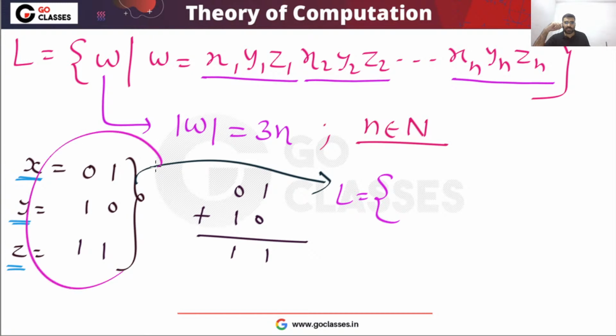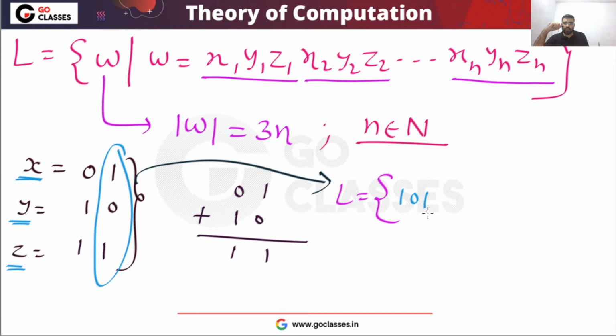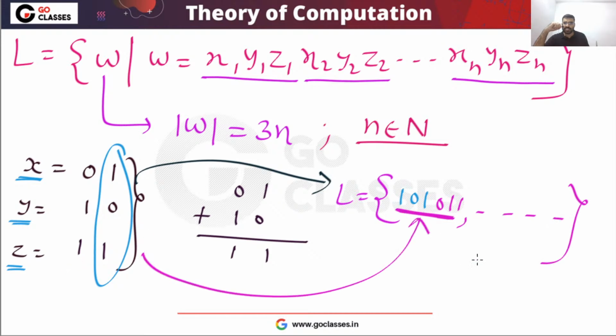So because of this situation, if I take x equal to 0 1 and y equal to 1 0, then z will be 1 1. So what string will I get in L? Remember x1 y1 z1, so I will get 1 0 1 followed by 0 1 1. Yes or no? Starting from LSB, I will get this string 1 0 1 0 1 1.